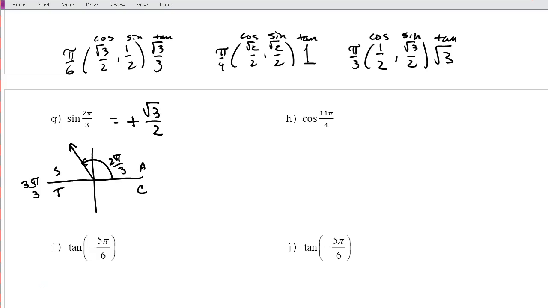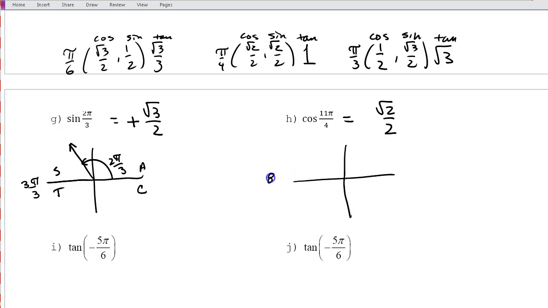Alright, let's go on to the next one. We've got a pi over 4. It's a cosine. I know any cosine of pi over 4 has to be root 2 over 2. So let's do root 2 over 2, and now we just have to figure out whether it's positive or negative.